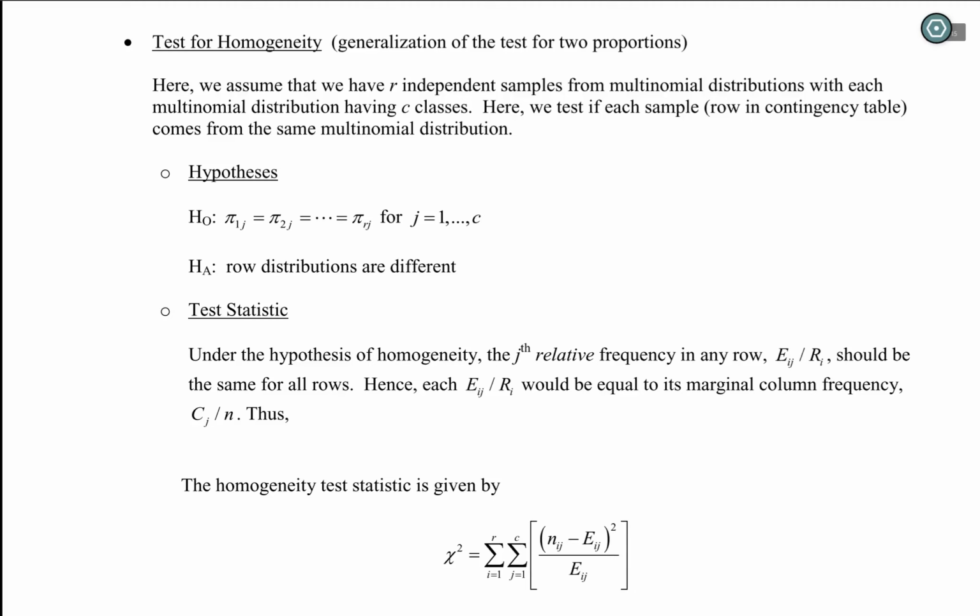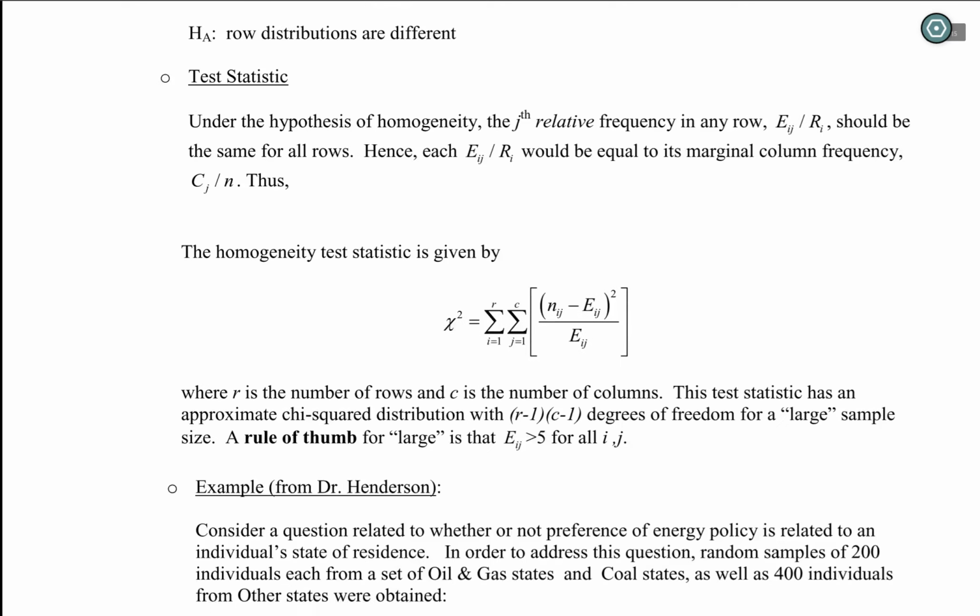Alright, so here we are looking at another kind of test within contingency tables, the test for homogeneity. If you look at it closely, this can be thought of as a generalization of the test for two population proportions. And let me motivate things again with an example.